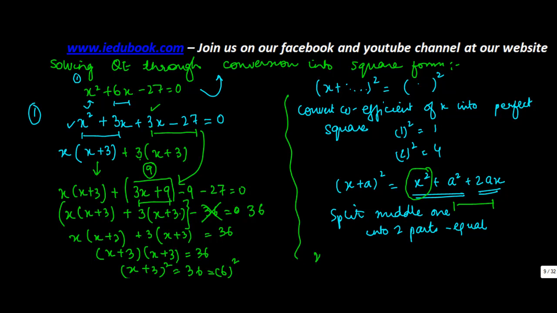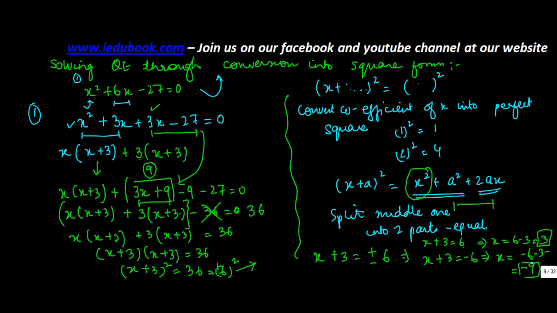Now if you equate both these values, what would you get? You get x plus 3 is equal to plus minus 6. Why? Because square root of 36 can be plus minus 6. So therefore, if you put x plus 3 is equal to 6, you get x is equal to 6 minus 3, which is 3. Or you put in x plus 3 is equal to minus 6, you get x is equal to minus 6 minus 3, which is minus 9. So the two values of x that you get are 3 and minus 9. So these are the roots of this equation.